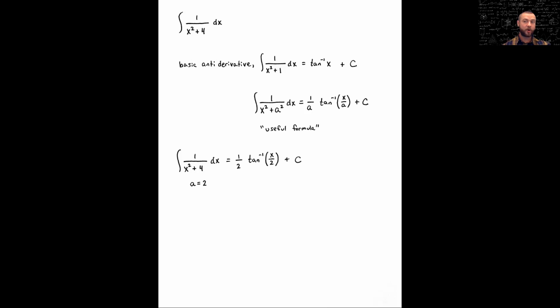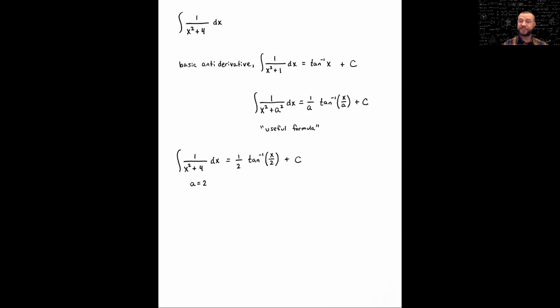Now, this was learned in Calc 1, but that was maybe so long ago, maybe you've forgotten your derivatives of inverse trig functions. We basically flip that around to get this antiderivative statement. The antiderivative of 1 divided by x squared plus 1 is inverse tangent of x plus c.